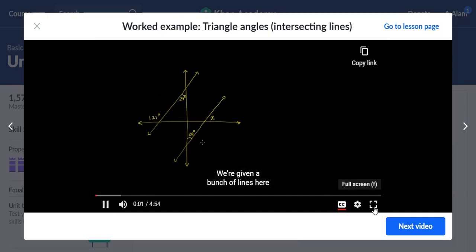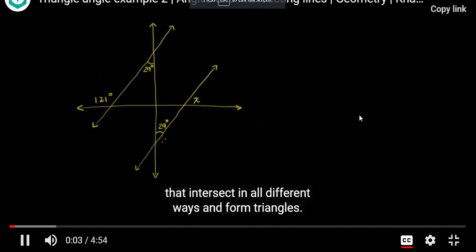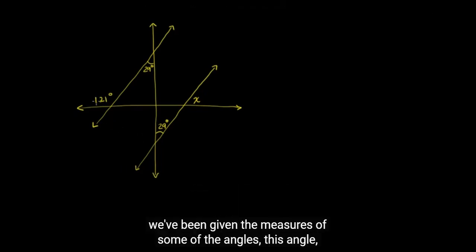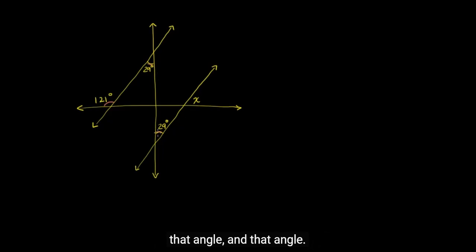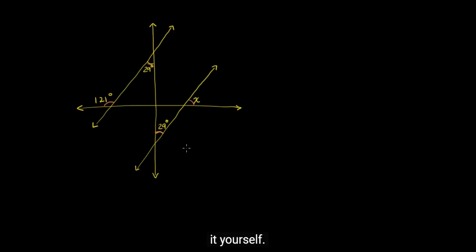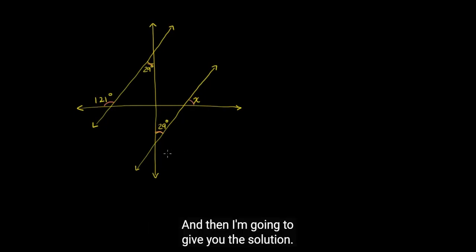We're given a bunch of lines here that intersect in all different ways and form triangles. And what I want to do in this video, we've been given the measures of some of the angles, this angle and that angle, and what we want to do is figure out what the measure of this angle is. We're going to call that measure x. I encourage you to pause the video right now and try it yourself. And then I'm going to give you the solution.